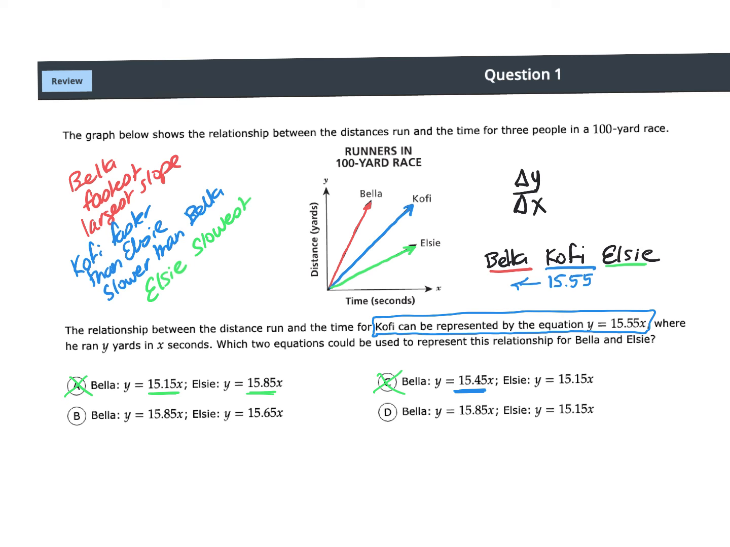So I know that Elsie has to be smaller than 15.55. She is the slowest. So I'm going to say, well, look at choice B, and I will see that Elsie was 15.65. That's larger. So it cannot be choice B. So my only possibility here is choice D. It ranks them in the order that makes sense based on the steepness of the graph.